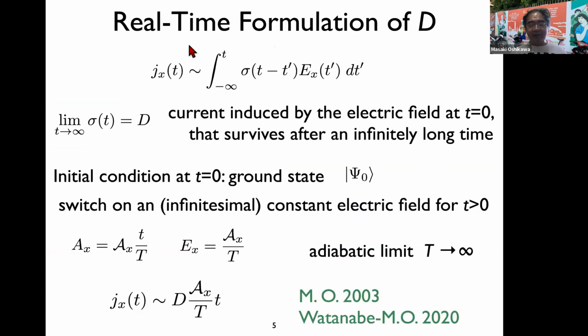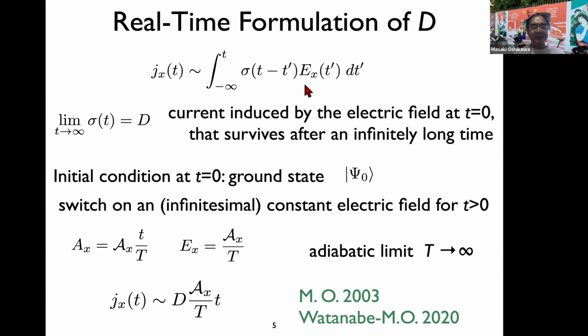And as I have introduced earlier, usually this Drude weight and so on is discussed in frequency space. So you first define optical conductivity as a function of frequency, then you pick up the delta function peak, which is the Drude peak. But what I want to argue in this talk is that sometimes it's also useful to formulate a problem in real time.